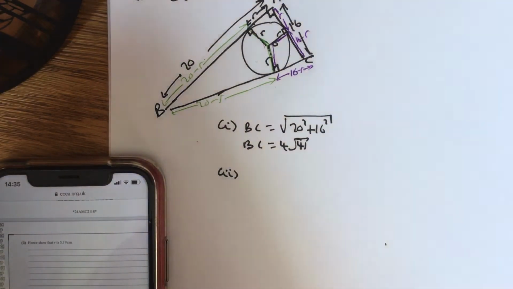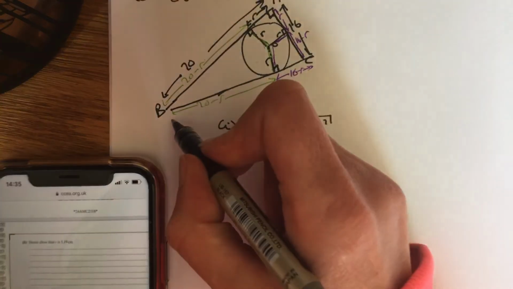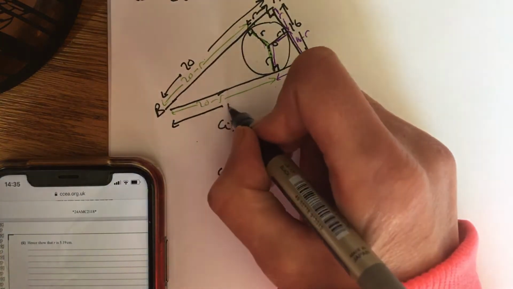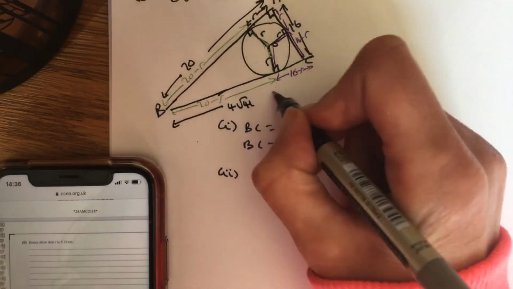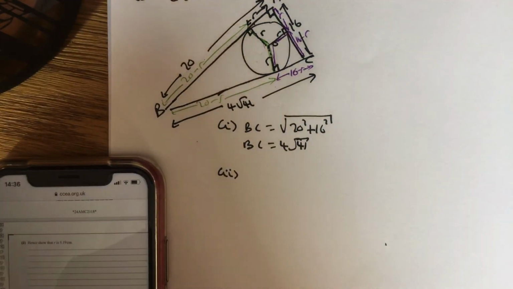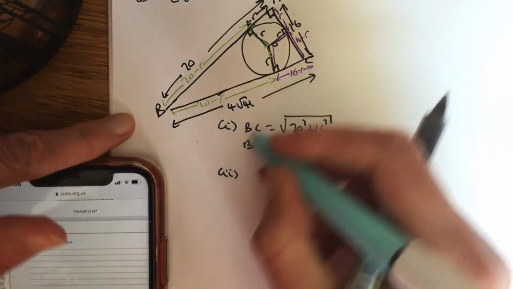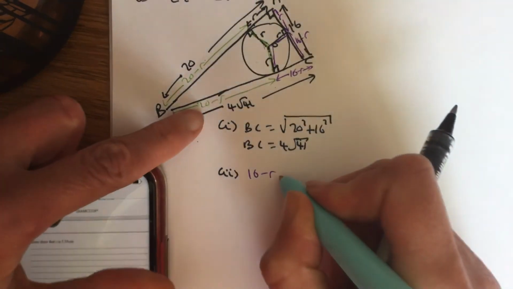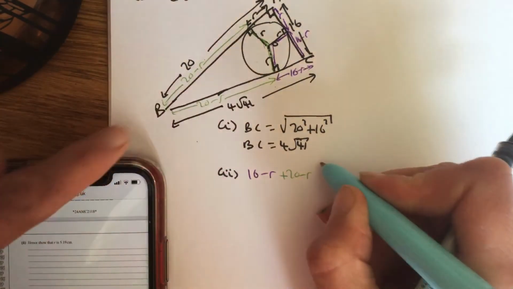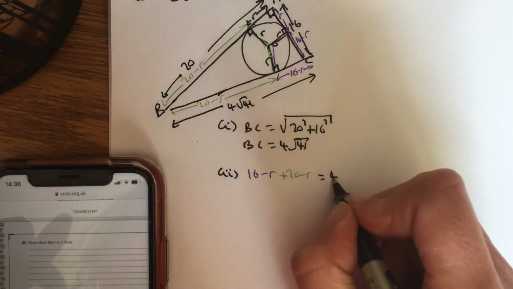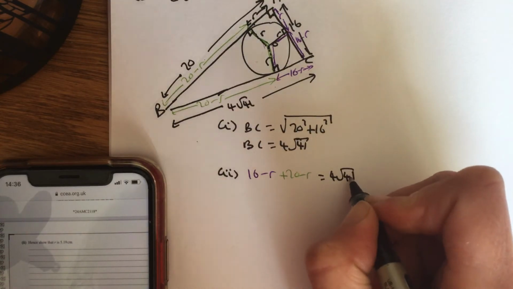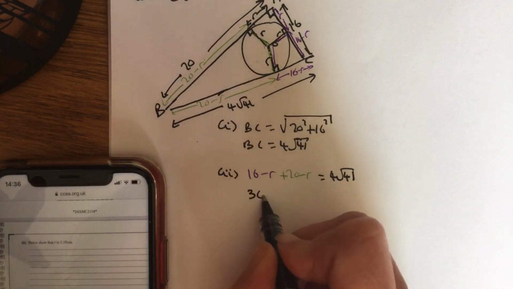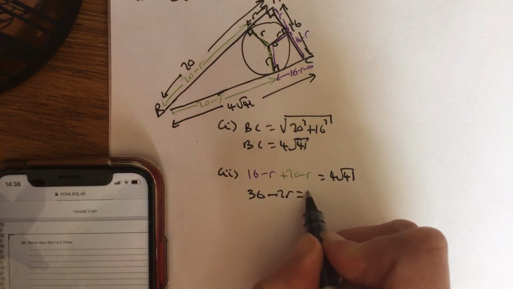Now, if you remember, you've just worked out in part 1 that BC, this whole line, is 4 root 41. If you take your purple line, 16 minus r, and add on your green line, those together should give you 4 root 41. Tidying this up, 36 minus 2r is 4 root 41.